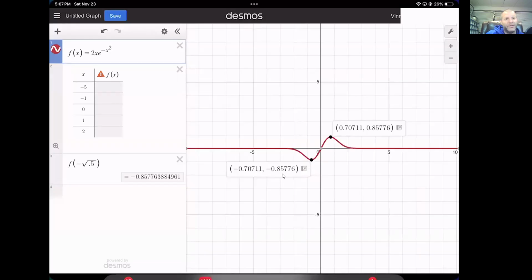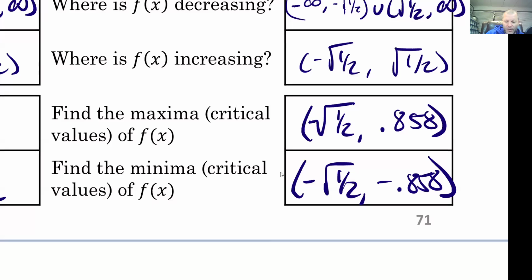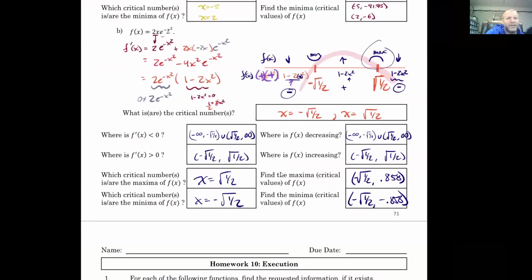Right, so those are your two values. That's your min, that's your max. Those are your values. Those are your answers. My job here is done.